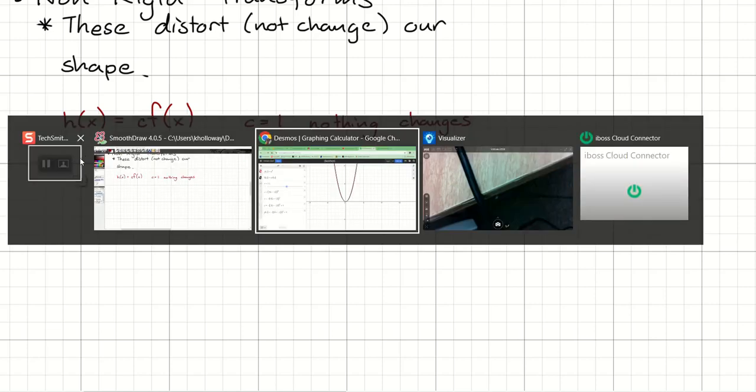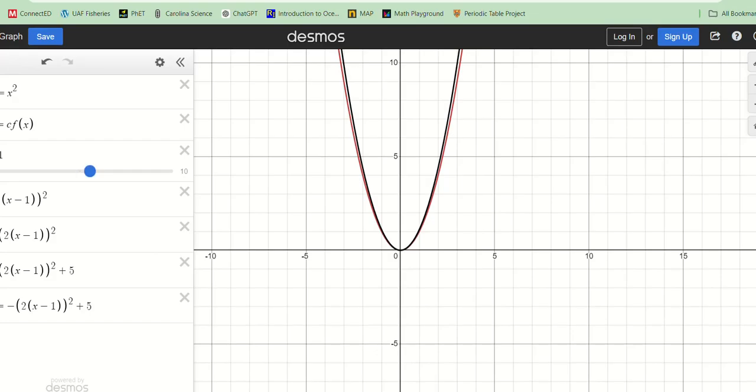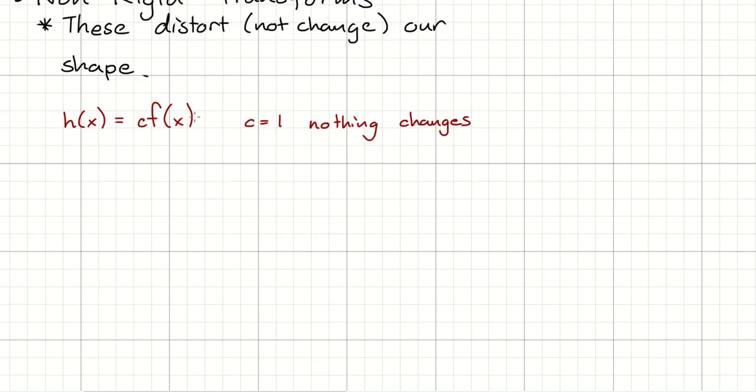And just to show you, I will do this. The red function is my original. The black one is the new one, and they're the same. Off or on, it's the same graph. Cool. One possibility, and I am okay with any of these.